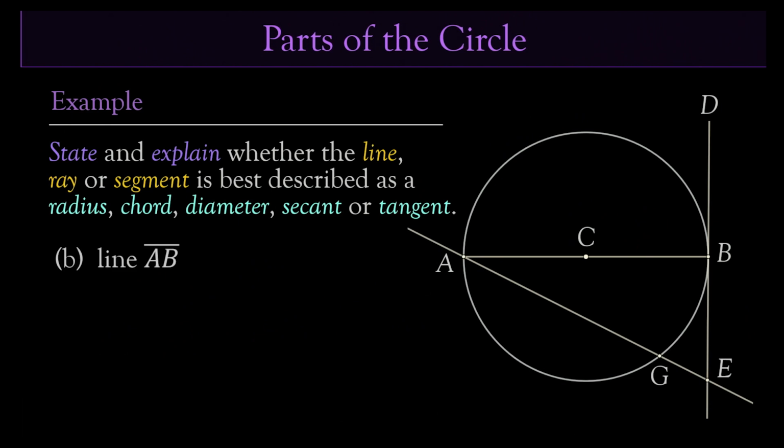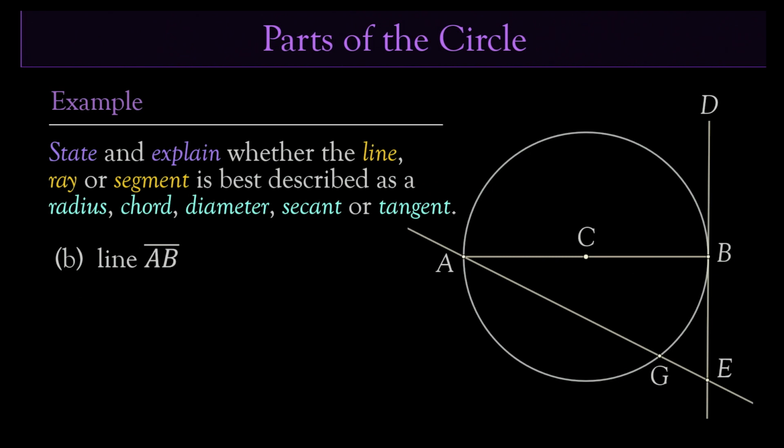So again, line AB is obvious. So I think the point here is, can we define what that is, right? So pause the video and try to give it a go. Assuming you've done so, well, line AB is definitely a diameter. But why is it a diameter?